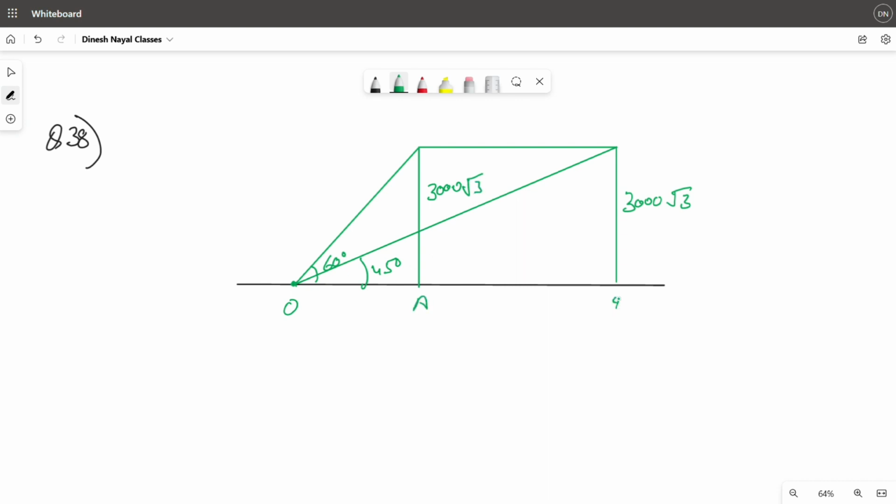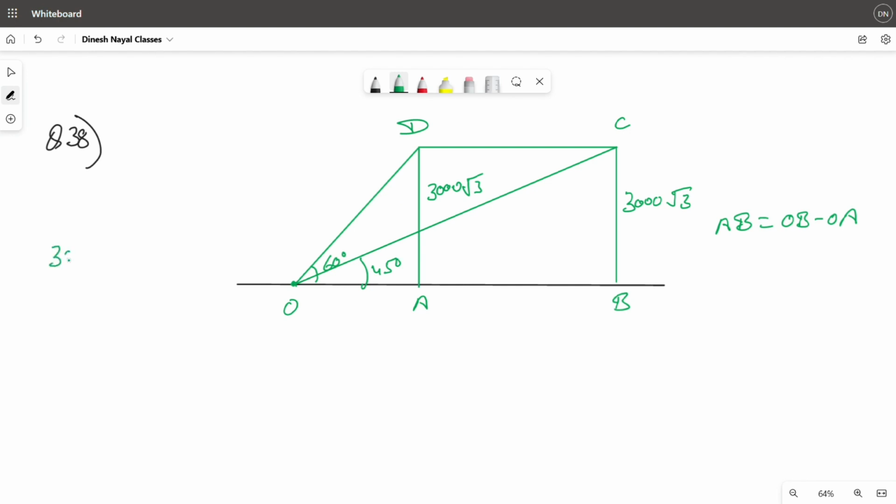Okay, now naming A, B, C, D. Now see, again we have to find the distance AB. That is the distance traveled in 15(√3 − 1) seconds. So AB will be again OB minus OA, as we have discussed earlier. We have to calculate the values of OB and OA, so starting with OA first.